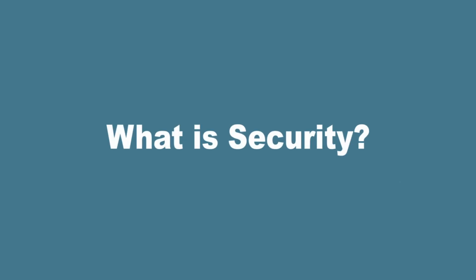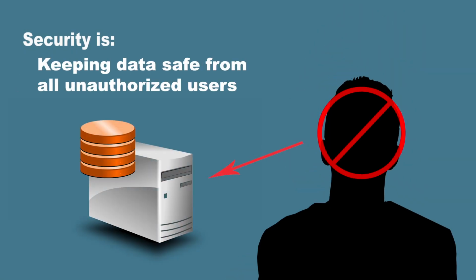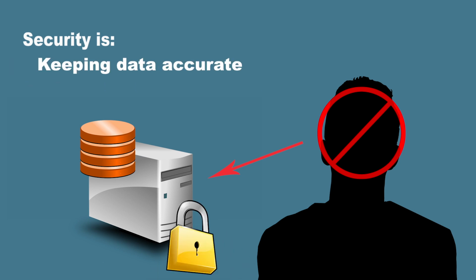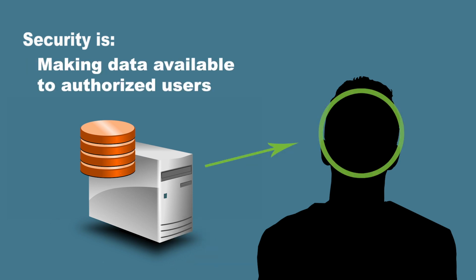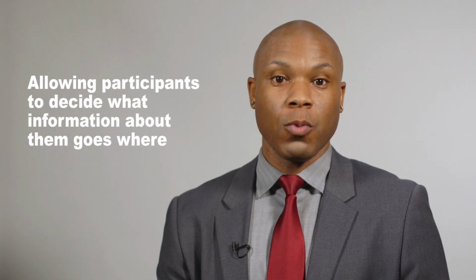Privacy and security are two of the biggest concerns that most researchers have when they consider using SMS for research. How can you keep your participants' data secure? And how can you give participants control over their privacy? Security includes those steps that assure data isn't being used or accessed by unauthorized individuals, ensuring that data is accurate and reliable and is available when those with authorized access need it. Privacy is the ability for the participant to decide what information about them goes where.